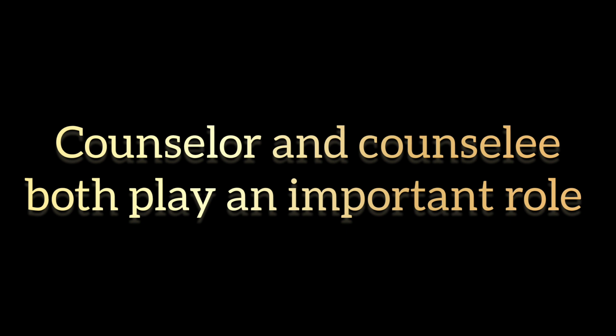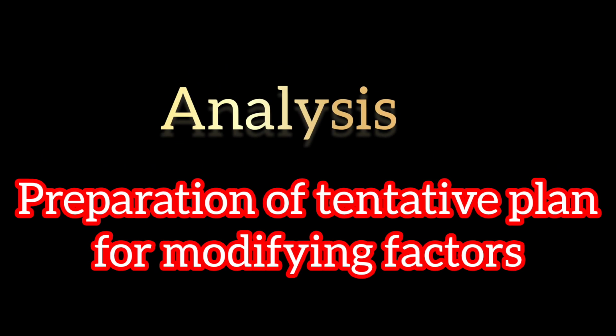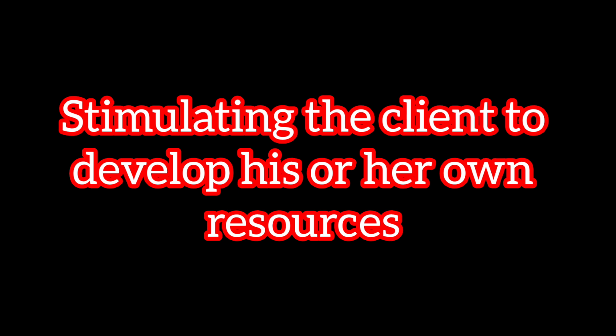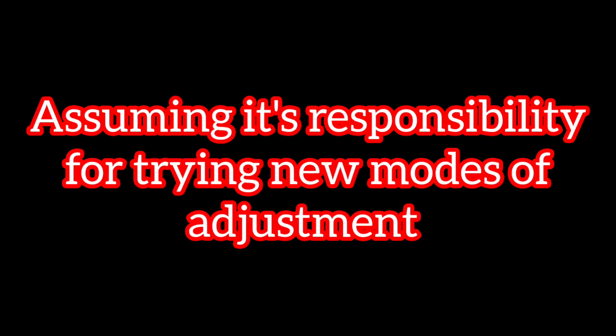Now going to the steps of the eclectic counseling process. The first step is the initial interview, the second is diagnosis of the causes, the third is analysis, the fourth is preparation of a tentative plan for modifying factors, next is securing effective conditions, then interviewing, then stimulating the client to develop his or her own resources. Then assuming responsibility for trying new modes of adjustment, and proper handling of any related problems of adjustment. I think this is clear.